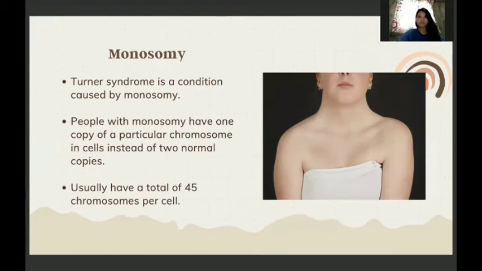Monosomy, or the loss of one chromosome in cells, is another kind of aneuploidy. People with monosomy have one copy of a particular chromosome in cells instead of the normal two copies. Turner syndrome, also known as monosomy X, is a condition caused by monosomy. Women with Turner syndrome usually have only one copy of the X chromosome in every cell for a total of 45 chromosomes per cell.